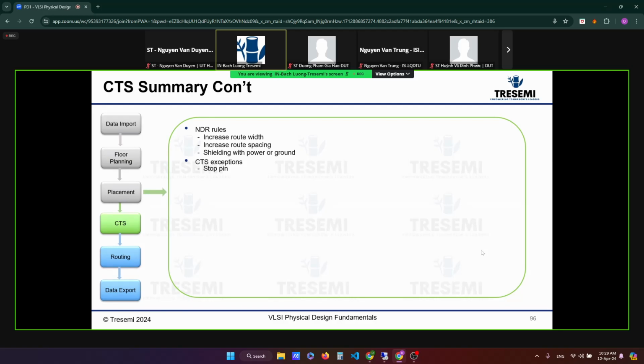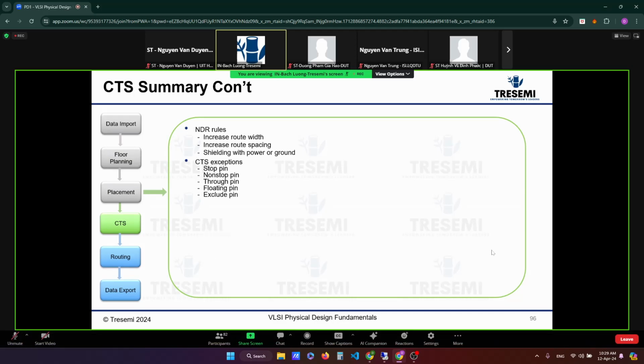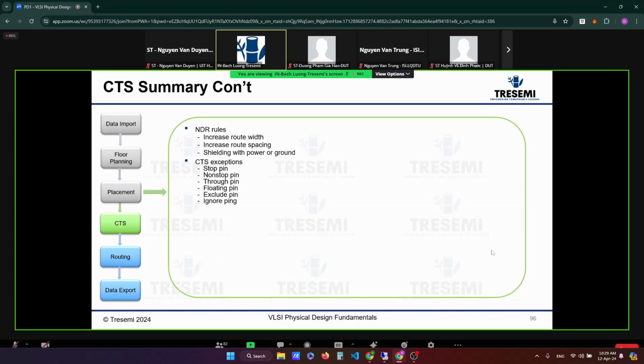Okay, we also discussed CTS exceptions, right? There's different stop pin, non-stop pin, through pins, floating pins, exclude pins, ignore pin. We went over the definition of those, and you need to understand those so that you can drive the CTS tools and instruct it what needs to be done so you can achieve a better clock tree.